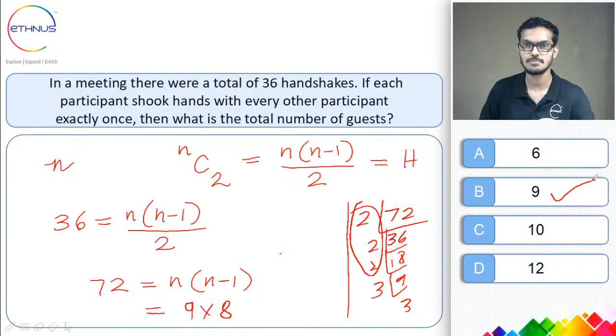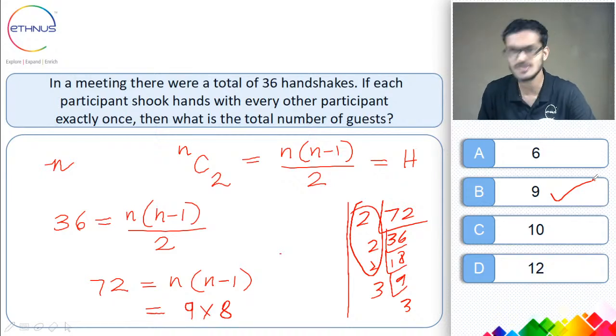So when there are 9 people, the total number of handshakes among themselves, where one person shakes hands with another person only once, is 36. So the correct answer is 9. Wonderful. Let's quickly move on to the next question.